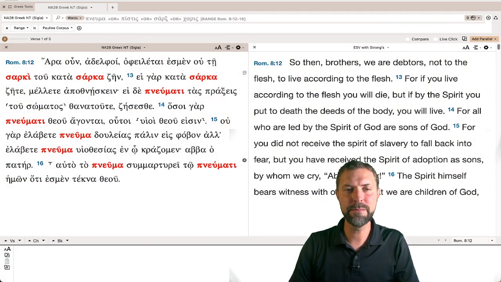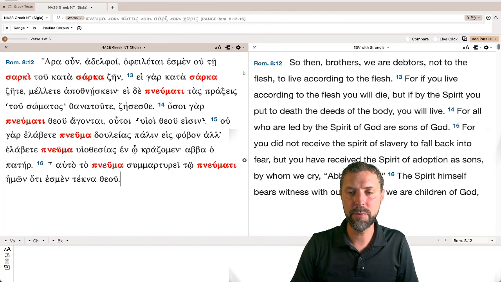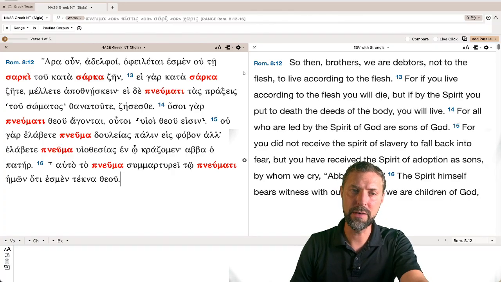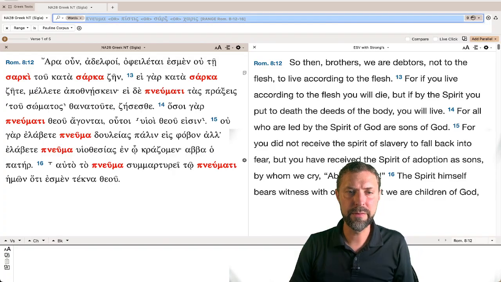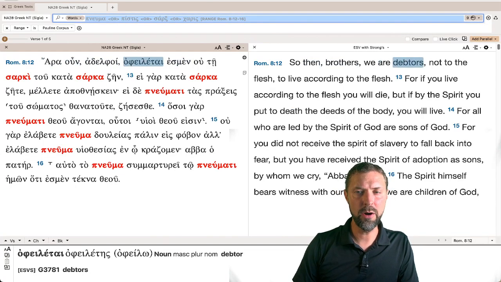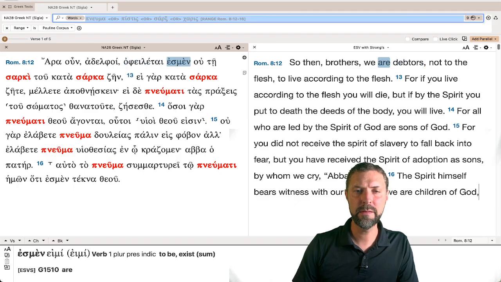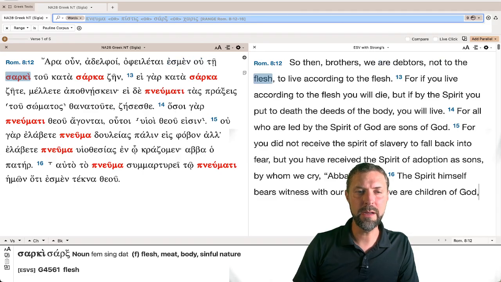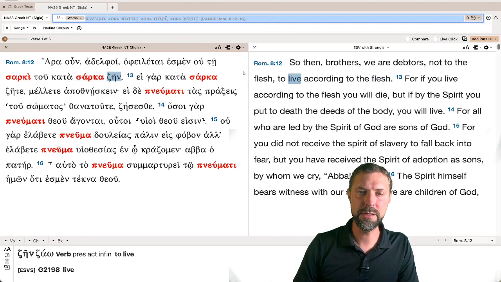Let's look at it together and just, I hope, have some appreciation and enjoyment of looking through it together. So Paul comments here, "So then, brothers, we are obligated." This is the form of esmen, of eimi, and it's just a present active indicative, first person plural. "We are obligated not to the flesh, according to the flesh, to live."